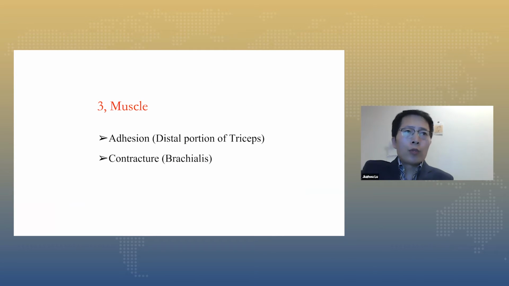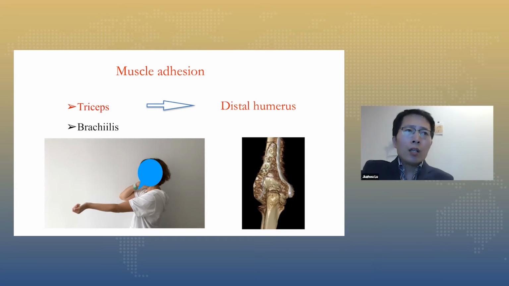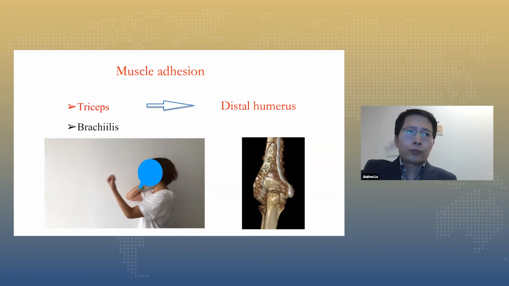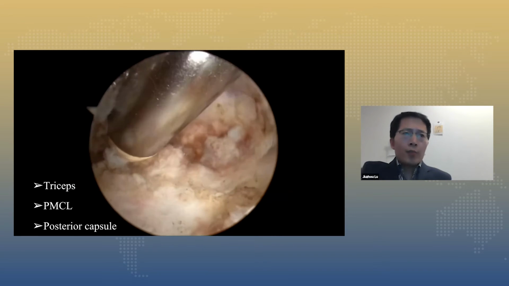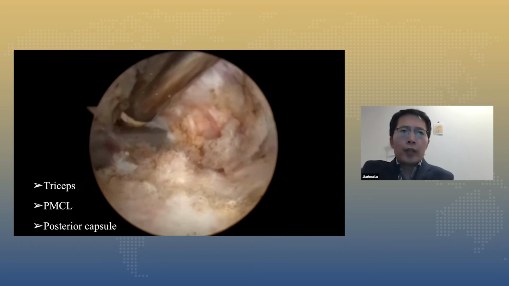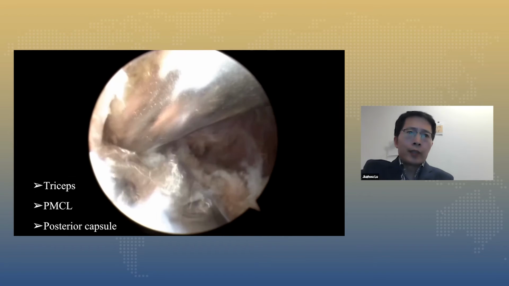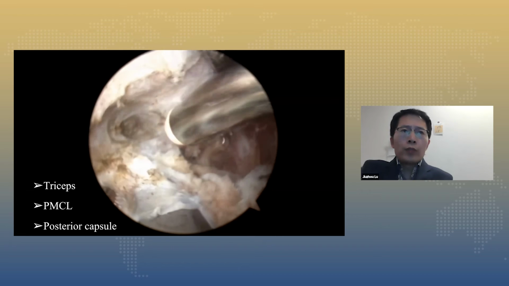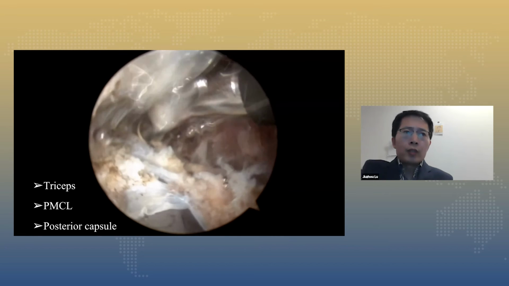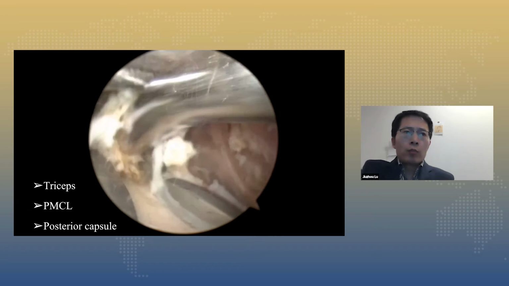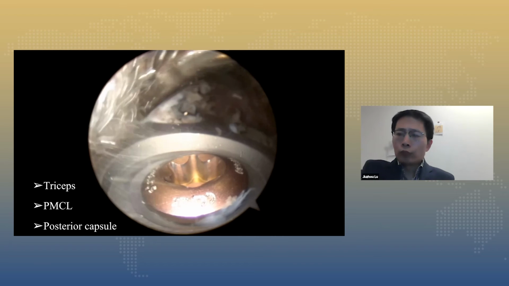The third soft tissue contributor to stiffness is the muscle. It also can be contraction or adhesion to the bone. Most common in my practice is triceps to distal humerus. This is a stiff elbow after surgical treatment of distal humerus fracture. Triceps was released from the distal humerus and the plate. And the posterior bundle of the MCL is also released. Of course, the posterior capsulectomy is also performed through this approach.